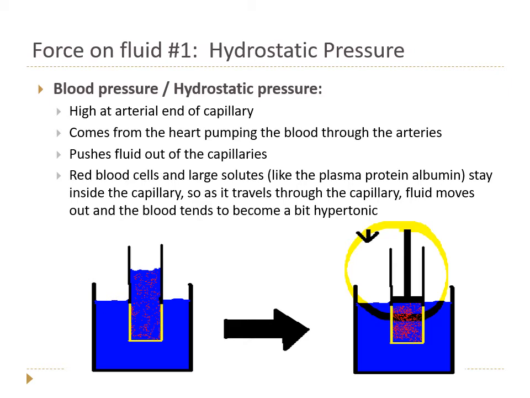The other thing that you can see in this diagram is that as this occurs, large things in the blood, like red blood cells and large solutes like albumin, stay inside the capillary. They're too big to move across. And so as fluid moves out and you still have all these other cells and solutes inside the blood, but now you have less fluid, the blood is now more concentrated than it used to be. So now we have a higher concentration of solutes. So the blood becomes relatively hypertonic.